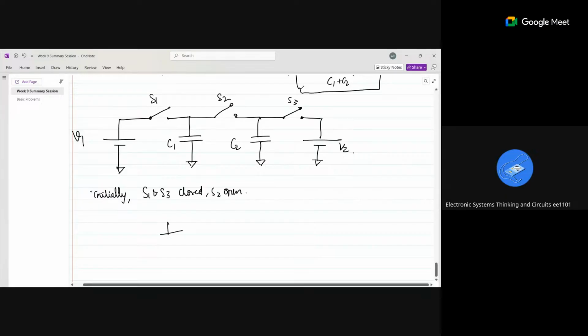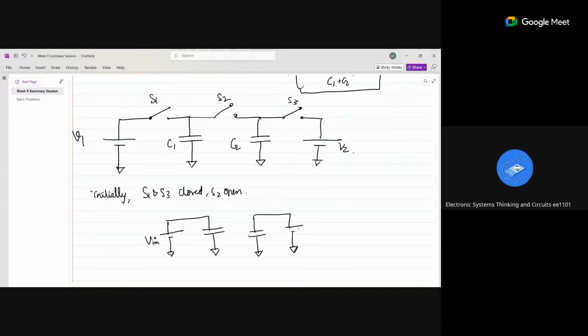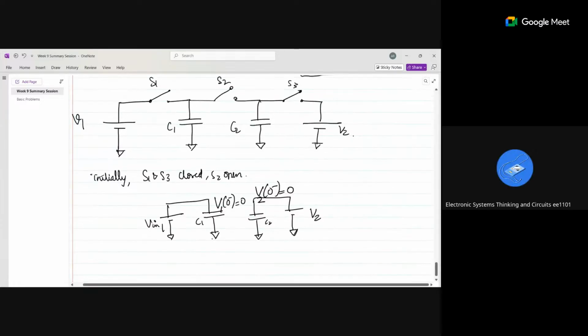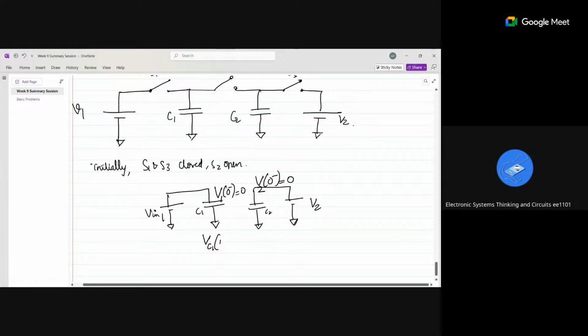So how will my circuit be? There will be two independent circuits, which are not connected to each other. This is V1, C1, this is V2, C2. What is the voltage across C1 initially? 0. What is the voltage across C2 initially? 0. After a very long time, what is the voltage across C1? It's equal to V1. In the same way, the voltage across C2 after a very long time is V2, right?